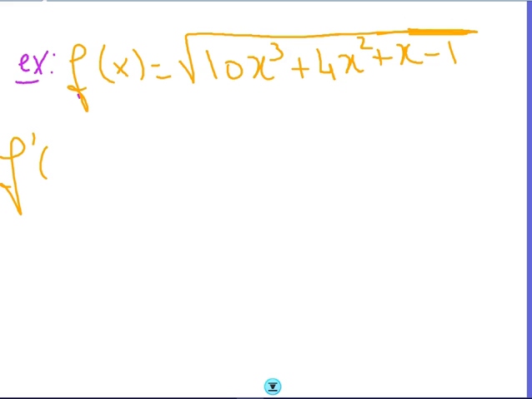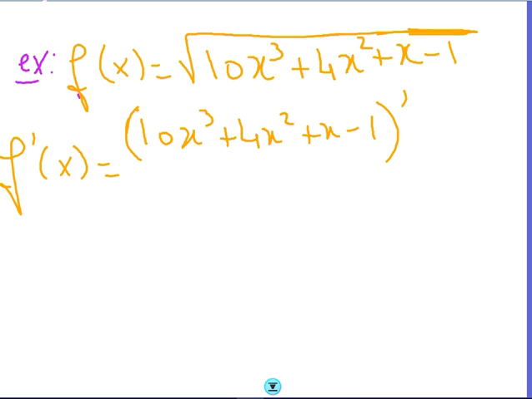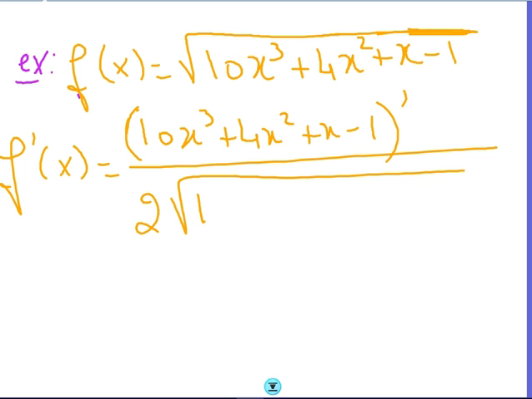F prime of x, so it is u prime over 2 radical u. U prime, it means you have to make the derivative of what's inside the radical. So derivative of 10x cubed plus 4x squared plus x minus 1, so prime, over 2 radical, what you have, 10x cubed plus 4x squared plus x minus 1.